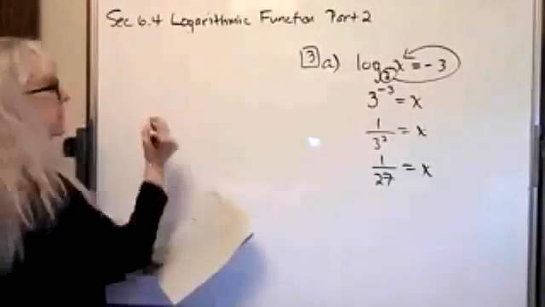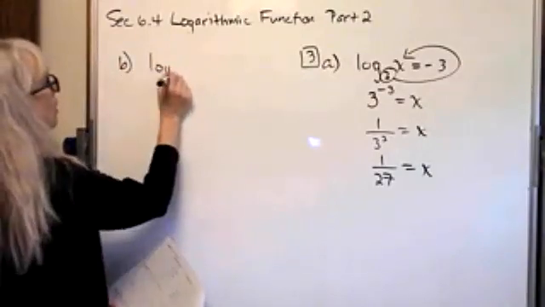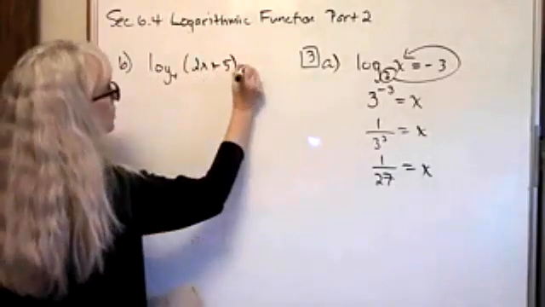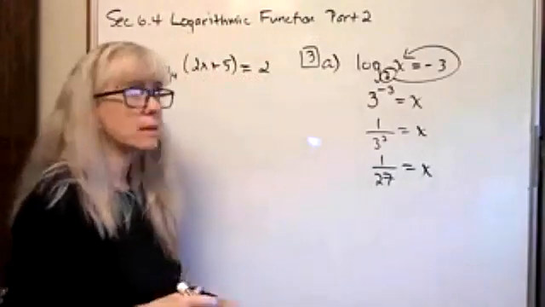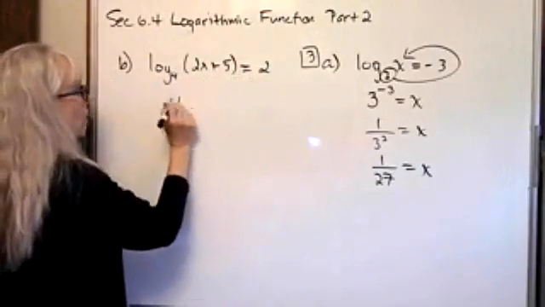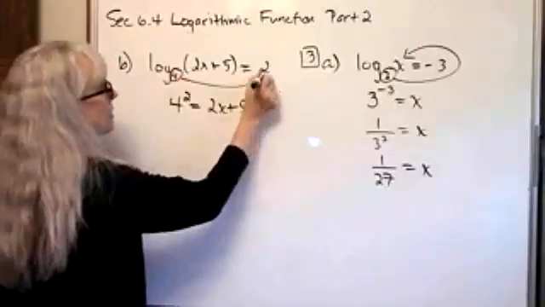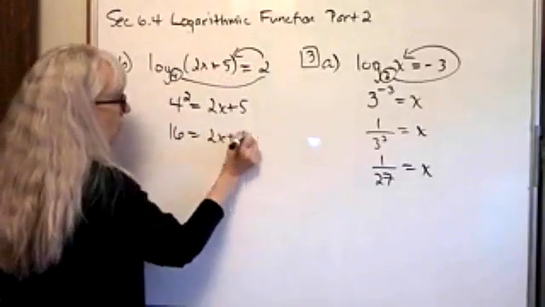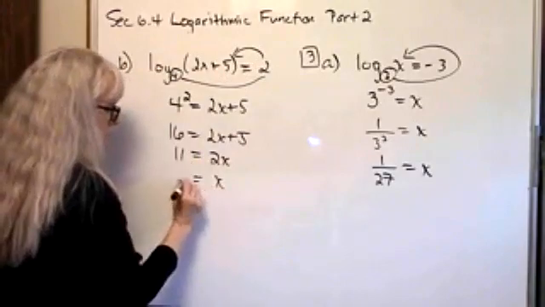On part B of example 3, it's asking us to solve log base 4 of 2x plus 5, and that's going to be equal to 2. So again, can't do anything. X is trapped inside the logarithm. So we're going to have to come in and switch forms. So we're going to have 4 to the second power is equal to 2x plus 5. So again, that's the base raised to that power is equal to this. Well, 4 squared is 16, 2x plus 5. From there, that's a nice linear equation. We can solve that. 2x is equal to 11, and x will be equal to 11 over 2.